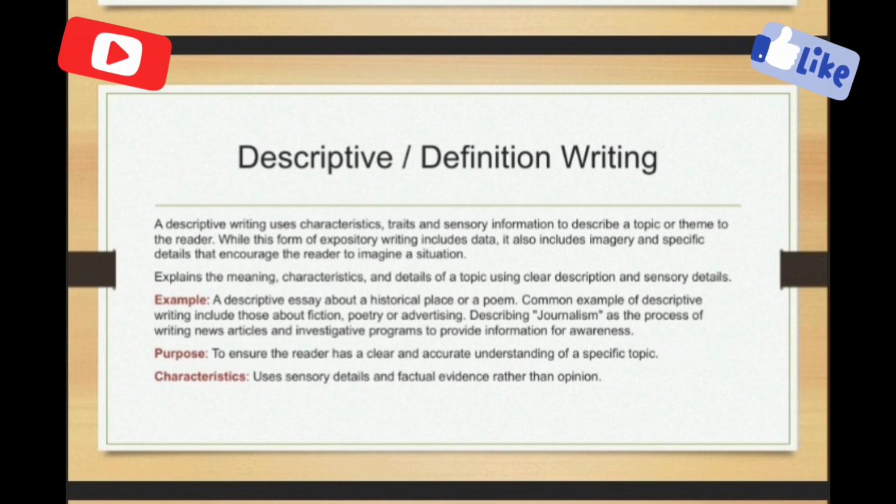For example, a descriptive essay about a historical place or a poem. Common examples of descriptive writing include those about fiction, poetry, or advertising, describing journalism as a process of writing news articles and investigative programs to provide information for awareness. Purpose of descriptive writing is to ensure the reader has a clear and accurate understanding of a specific topic. Characteristic of descriptive type: uses sensory details and factual evidence rather than opinion.